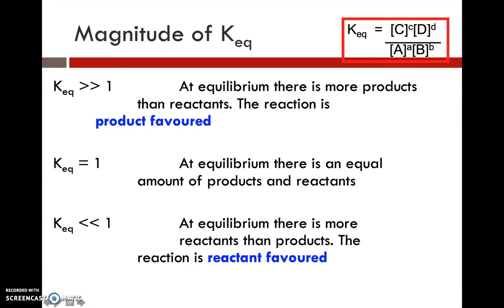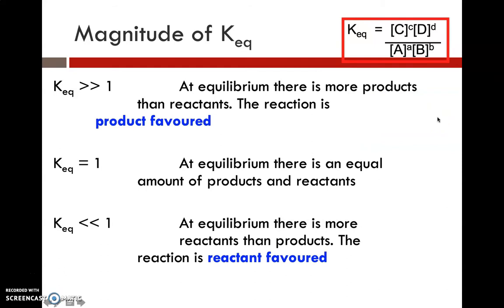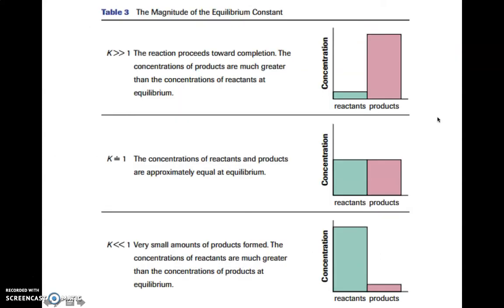So the magnitude of Keq: when the equilibrium constant is much greater than 1, then the products are favored. You're going to be forming the products. If the equilibrium constant is 1, then we're at equilibrium, and at the macroscopic level, there's no change in the concentration of the products or reactants that would be forming. And if it is much less than 1, then the reactants are favored and you have the reverse reaction occurring.